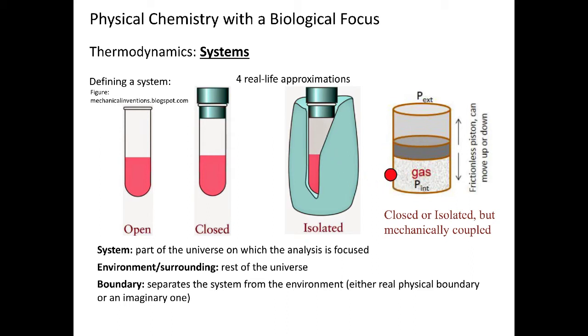Now, one more complication is that we can have closed or isolated systems which are mechanically coupled to the environment. That means if they change their volume, they basically push the environment a little bit further away, or they can shrink and the environment is pushing on them and decreases the volume of our system. So this is something that you can realize, for example, with a frictionless piston, which can move up and down and compresses or expands our system. This is what we call mechanical coupling.